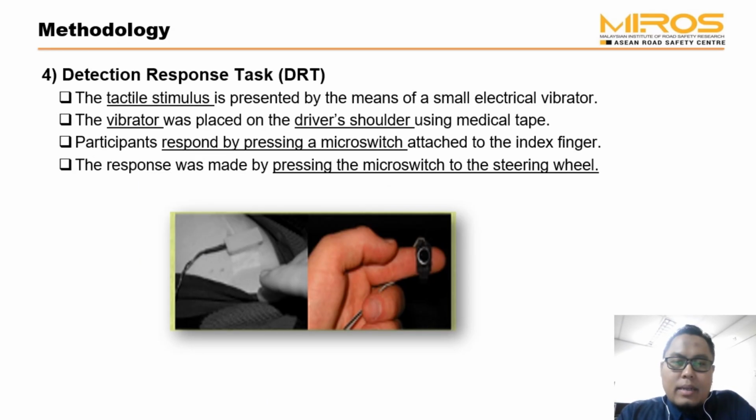So a tactile detection response task, or TDRT, was used in the study. So the tactile stimulus is presented by means of a small electrical vibrator. So the vibrator was placed on the driver's shoulders using medical tape. The stimulus was presented at temporal intervals randomly, uniformly distributed between 3 and 5 seconds. The stimulus stays for a maximum time of 1 second. If the participant responded while a stimulus was on, that stimulus would be extinguished at the moment of the response. A participant responded by pressing a micro switch attached to the right index finger and to the steering wheel. So the micro switch provided mechanical feedback indicating that the response had been made.